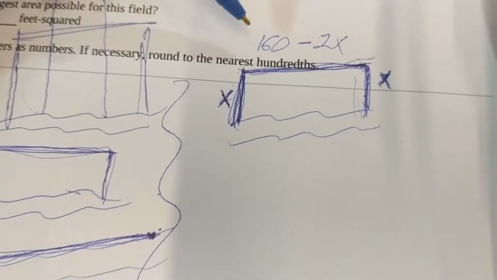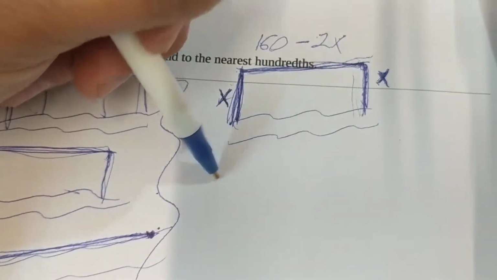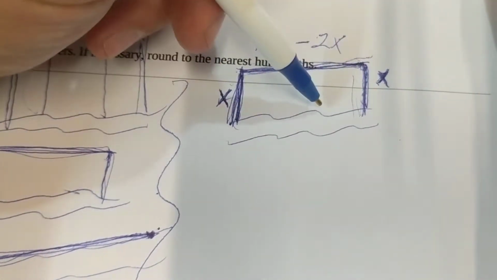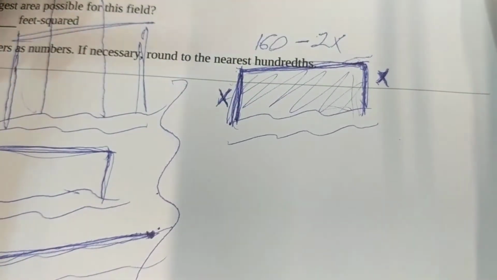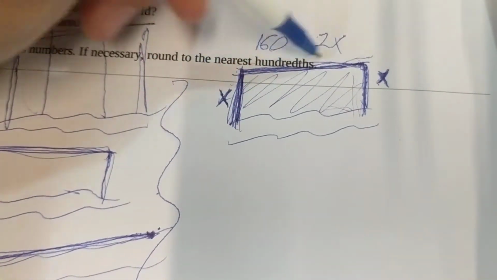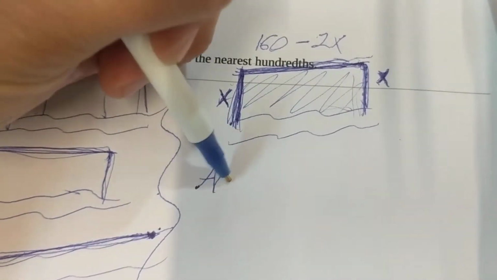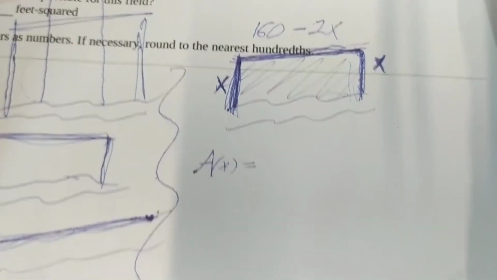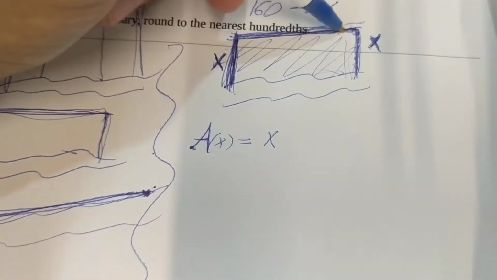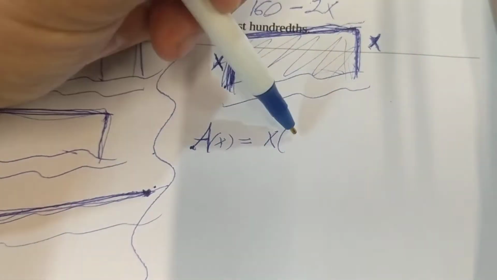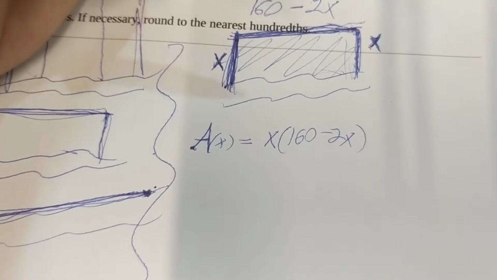And so if we had something like that, we could describe the area being, well, the area is a rectangle. Even though we don't have this side here, we're still enclosing a rectangular area. So we could just say it's base times the height, or length times the width. And so the area with respect to x, if we want to put it in function notation, the area given by these things is the width times the length. So the x times the 160 minus 2x.